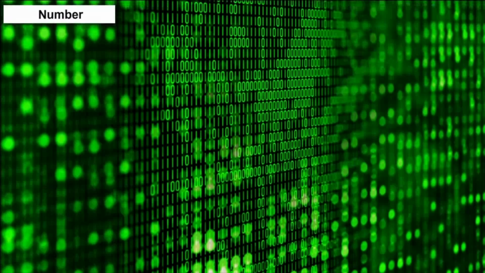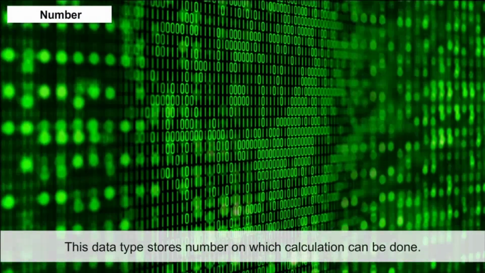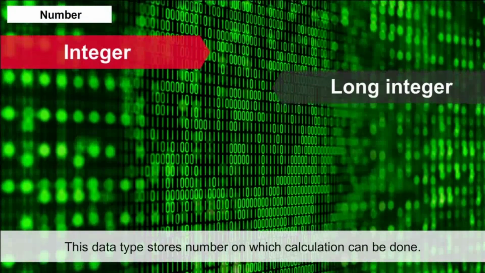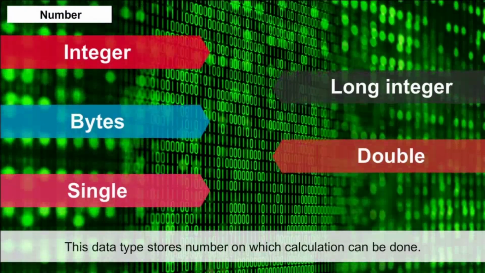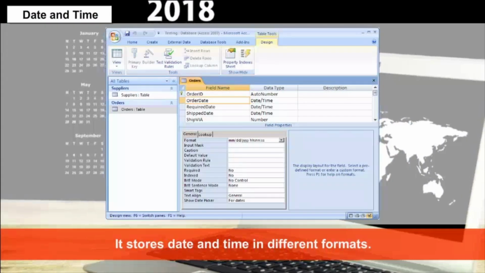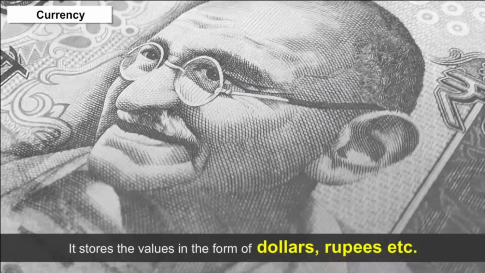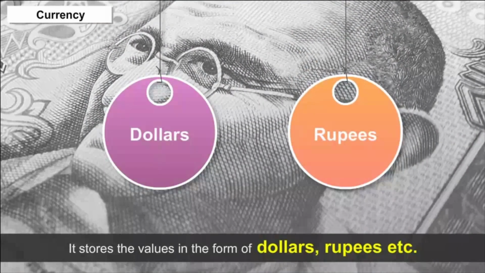65,536. Number. This data type stores numbers on which calculation can be done. It can be integer, long integer, byte, double, single, etc. Date and time. It stores date and time in different formats. Currency. It stores the values in the form of dollars, rupees, etc.